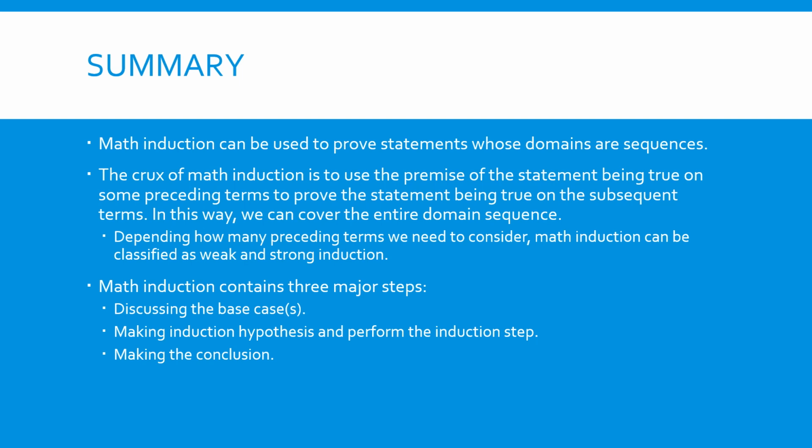Finally, math induction has three major steps. In the first base step, we show that the proposition is true on the initial terms. Second, we make an induction hypothesis assuming that P(A0) all the way through P(Ak) are true. And in the induction step, we show P(Ak+1) is true. Finally, we conclude that the original statement is true.